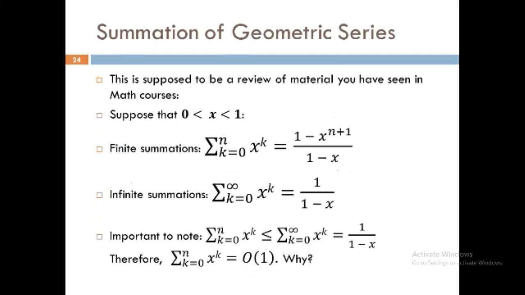Suppose the value of x lies between 0 and 1, then the finite summation can be given as the summation of k equals 0 to n of x to the power k, which is equal to 1 minus x to the power n plus 1 upon 1 minus x. The infinite summation, the summation of k equals 0 to infinity of x to the power k, is equal to 1 upon 1 minus x. Similarly, we can find out the summation of k equals 0 to n of x to the power k.